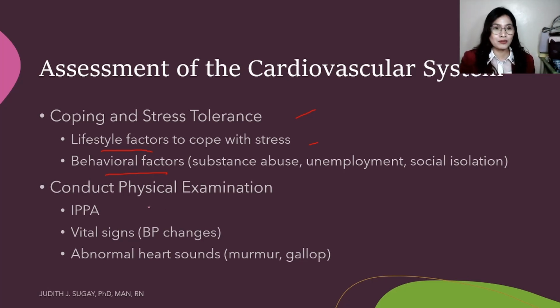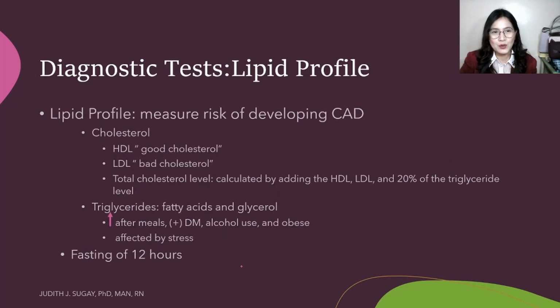So we also have to conduct, of course, the physical examination, and still remember how to do it using several techniques: inspection, palpation, percussion, auscultation. Also, you check vital signs and take note if there are any changes in blood pressure, pulse rate, respiratory rate. Whenever you auscultate for the heart sounds, you take note if there is an extra heart sound that you can hear. So that could be a murmur or gallop. Okay, so we're done with the way you conduct assessment.